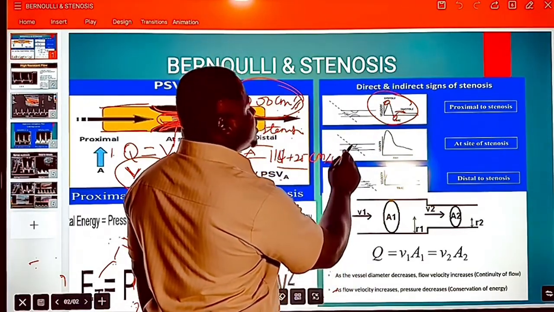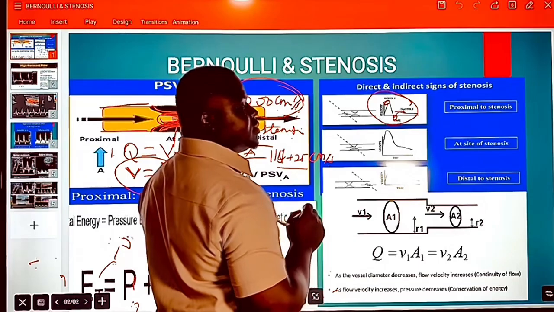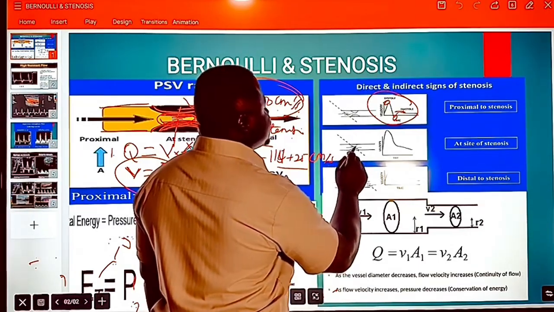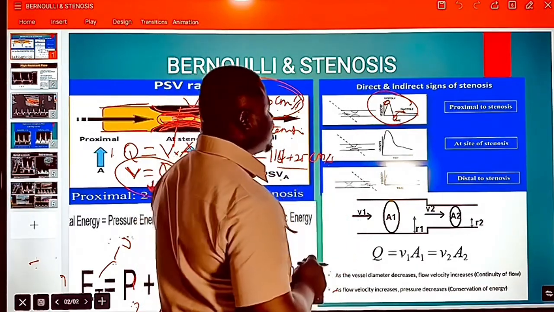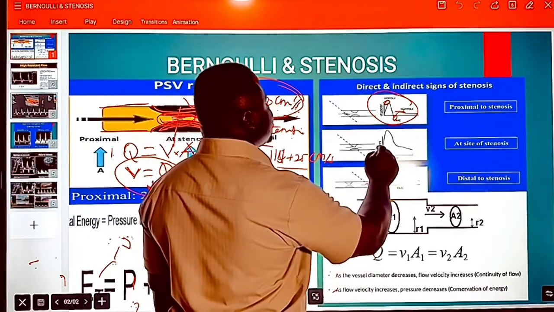Now look at the intrastenotic point here. At the point of stenosis, a sample volume has been taken. The pulse wave, look at the velocity.